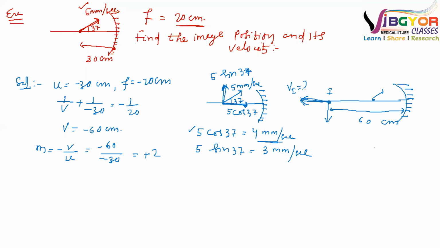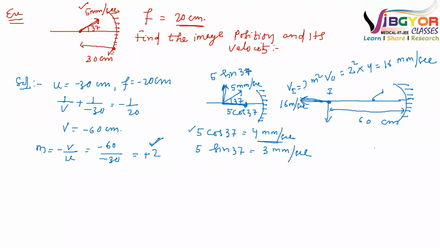Students, we know along the principal axis it becomes m square times. And you have got magnification equal to 2. So along the principal axis, vi is equal to m square times velocity of object. That is 2 square times 4 mm, that is 16 mm per second. So along the principal axis the velocity will be 16 mm per second.